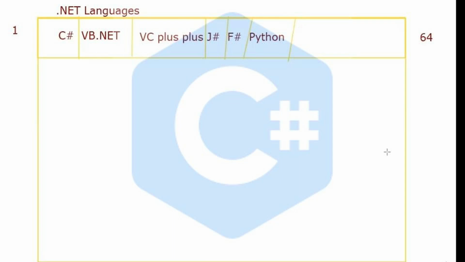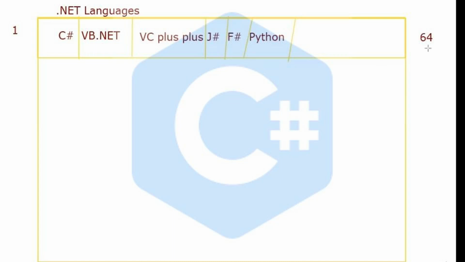Not only a single language, there is a wonderful feature: some part you will develop in C#, some part in VB, some part in VC++. .NET allows this, and that is called interoperability. Within one application, we can use multiple languages, and from one language to another, one component to another component, you can have communication. That is called inter-language communication. So as of today, .NET is supporting 64 plus other languages.